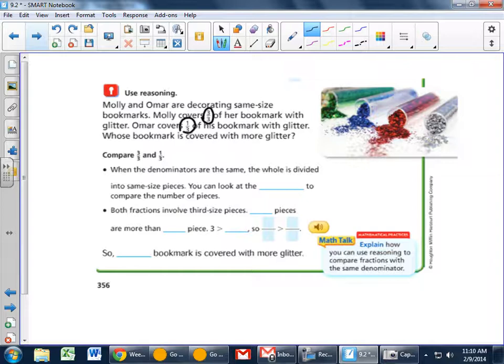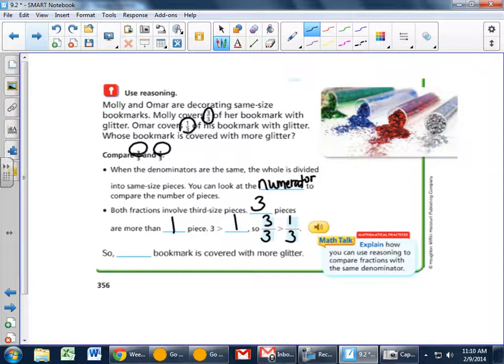When the denominators are the same, the whole number is divided into same size pieces. You can look at the numerator to compare, which is what I said during lesson 9.1 and at the beginning of this one. Both fractions involve third size pieces. So we're comparing 3/3 and 1/3. We are comparing 3 pieces, which are their bookmarks, and in this case, it's your numerator here. And we're comparing it to this numerator, which is 1 piece. So 3 is greater than 1. So we know that 3/3 is greater than 1/3.